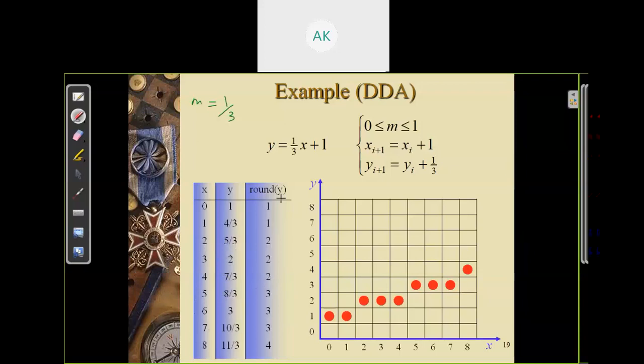And after calculating the rounded values, the pixel values will be: first pixel 0, 1. Plot this value on your screen. The next pixel is 1, 1. The next is 2, 2. Plot 2, 2, then 3, 2, 4, 2, 5, 3, 6, 3, 7, 3 and 8, 4. And this kind of line structure you will get. Okay, is it clear?